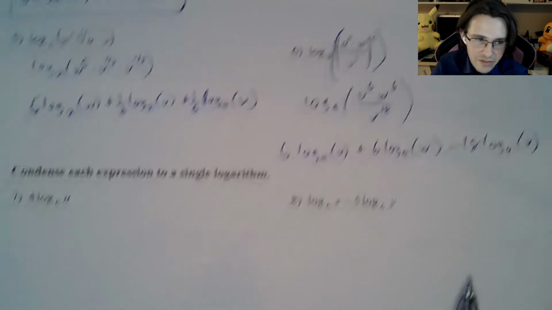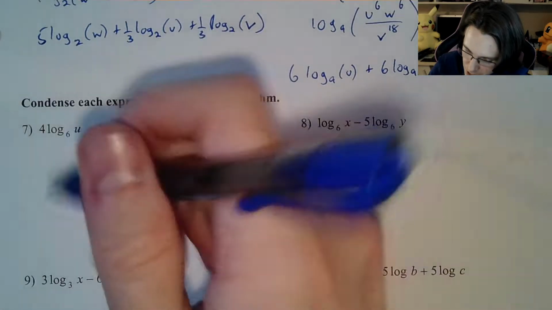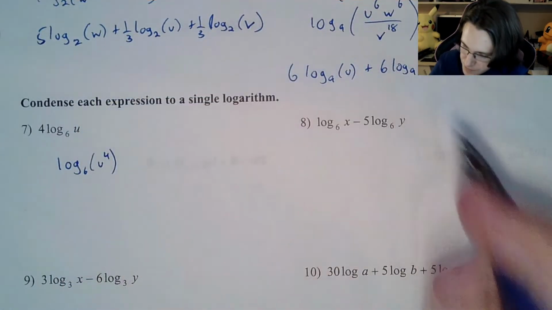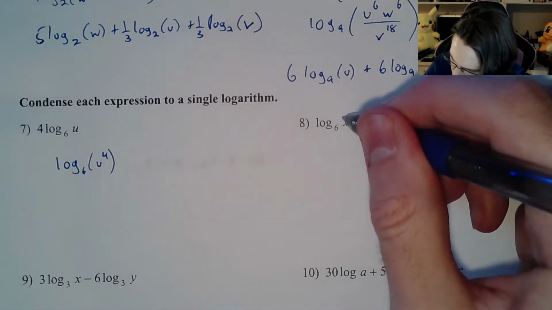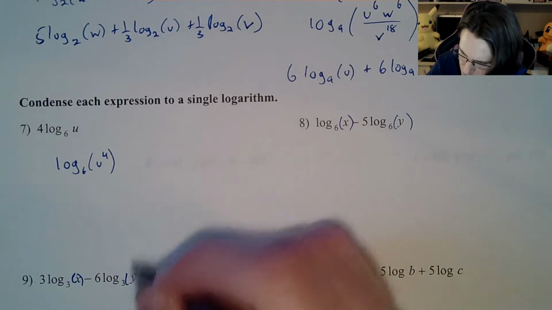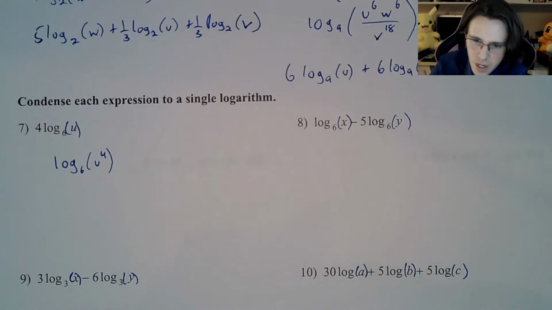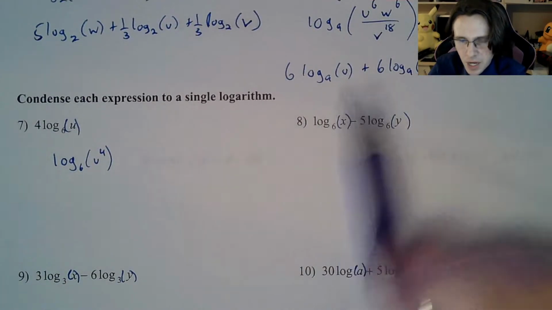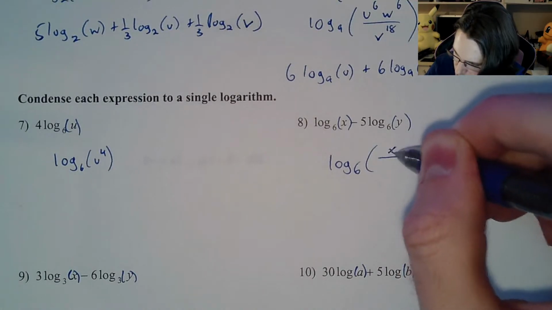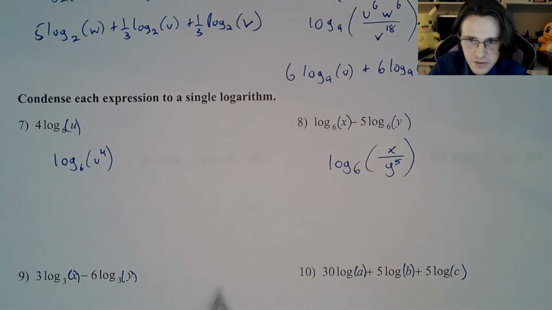Now we go into condensing. So condensing is the same exact thing, but backwards. So that 4, for instance, becomes the exponent of u. And again, if you want to, you can put parentheses around all these. You don't absolutely have to, but I kind of like to. Just makes me happy. After that, we have a minus. So minus is going to turn that into a fraction. So we have log base 6, with an x on the top, a y on the bottom, and the y has a power of 5 because of this 5 that's in front.